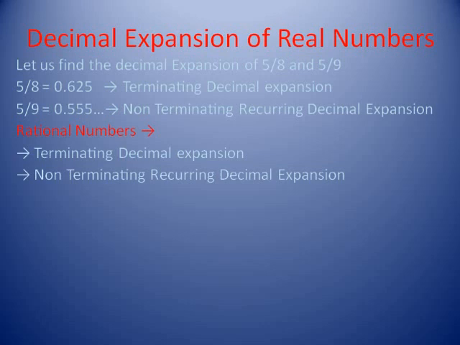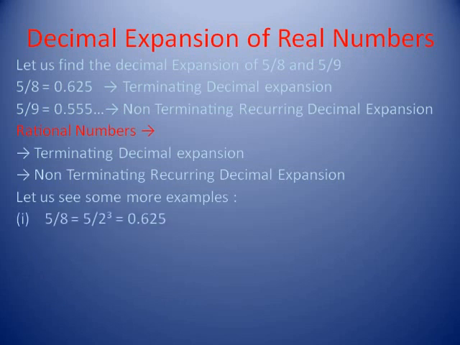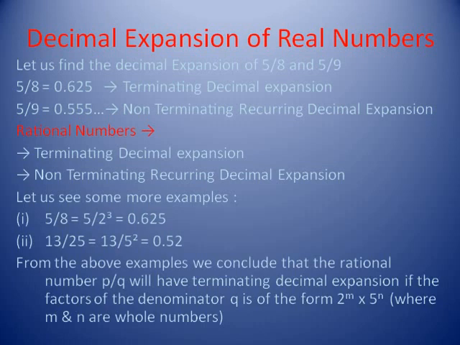Let us see some more examples. 5 upon 8 can be written as 5 upon 2 to the power 3, which is equal to 0.625. 13 by 25 equals 13 by 5 to the power 2, which is equal to 0.52. So in these two examples we saw that the denominators are having the factors 2 or 5. From the above examples we conclude that the rational number p by q will have terminating decimal expansion if the factors of the denominator q is of the form 2 to the power m multiplied by 5 to the power n, where m and n are whole numbers.